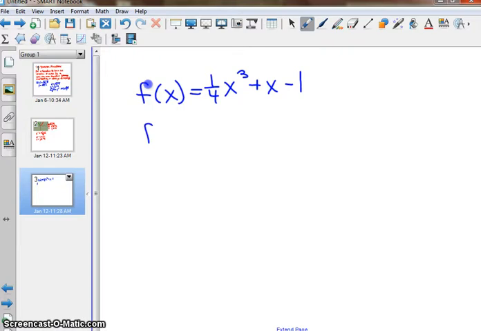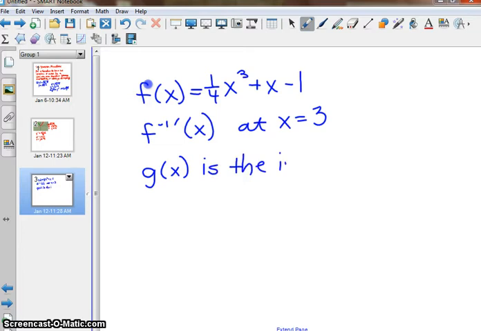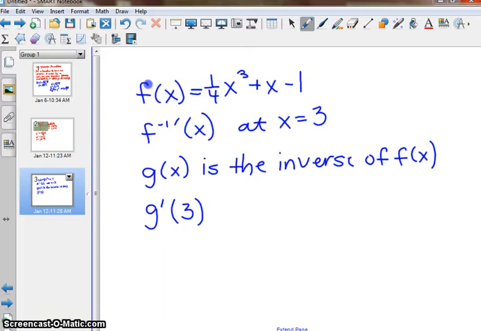So what we want to do is find the inverse derivative of x at x equals 3. I don't really like this notation, so I am going to say that g of x is the inverse of f of x. So my notation will look like g prime of 3. That's what we're going to look for.